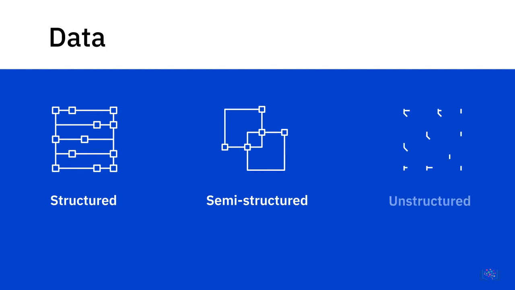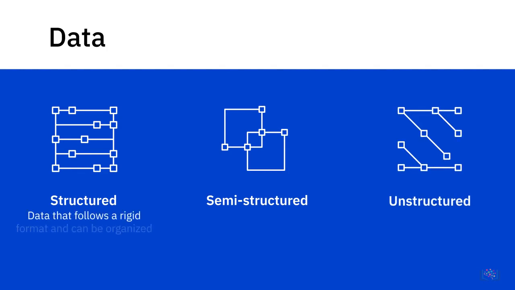Based on how well defined the structure of the data is, data can be categorized as structured, semi-structured, or unstructured. Data that follows a rigid format and can be organized neatly into rows and columns is structured data. This is the data that you see typically in databases and spreadsheets, for example.